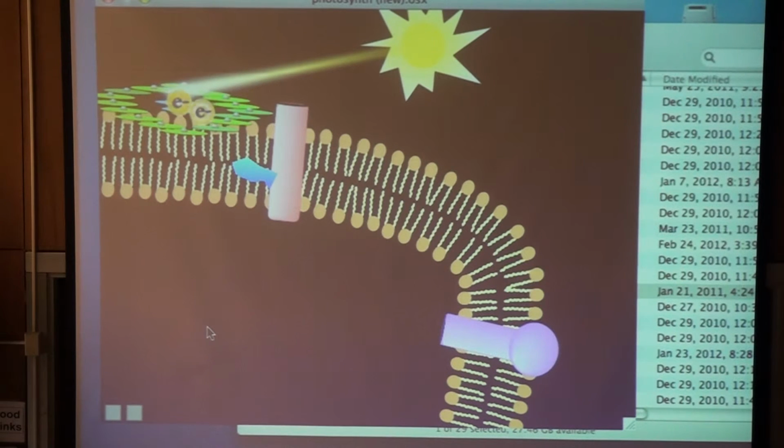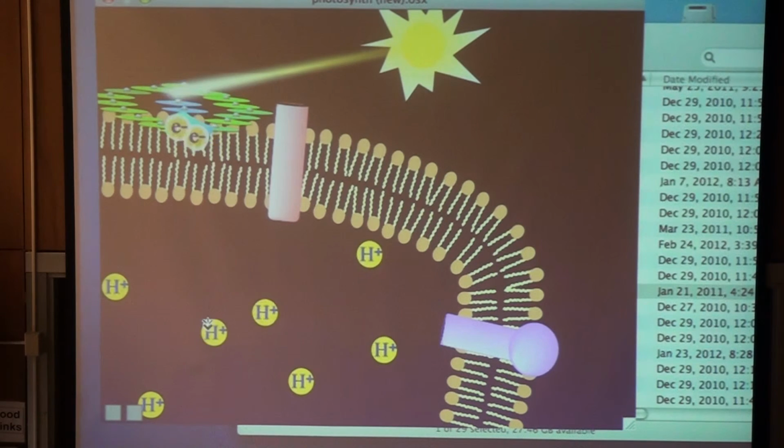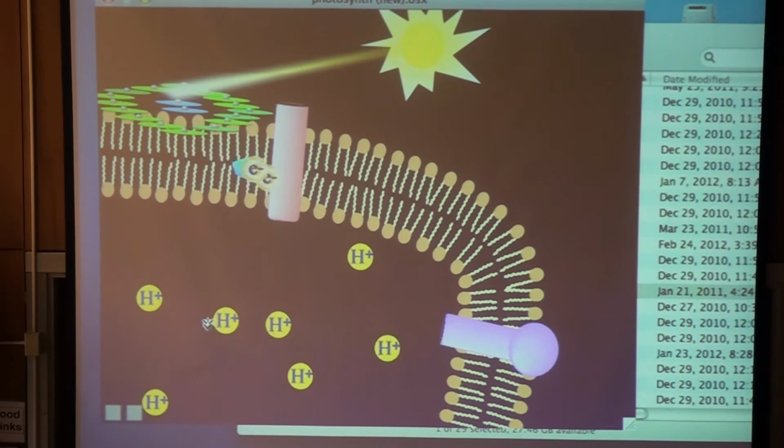And so eventually what you're going to get is a concentration gradient. That is, you're going to get a high concentration of hydrogen ions inside the thylakoid because they're being pumped in from the stroma. Like that. All right, and you might remember from the lecture, that is stored up energy. That's like water stored up behind a dam.